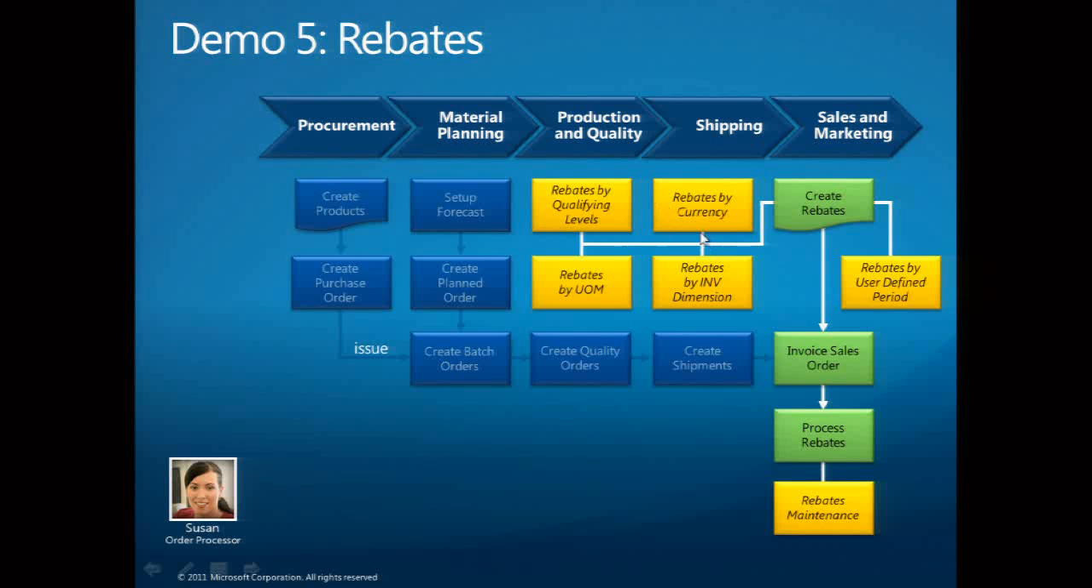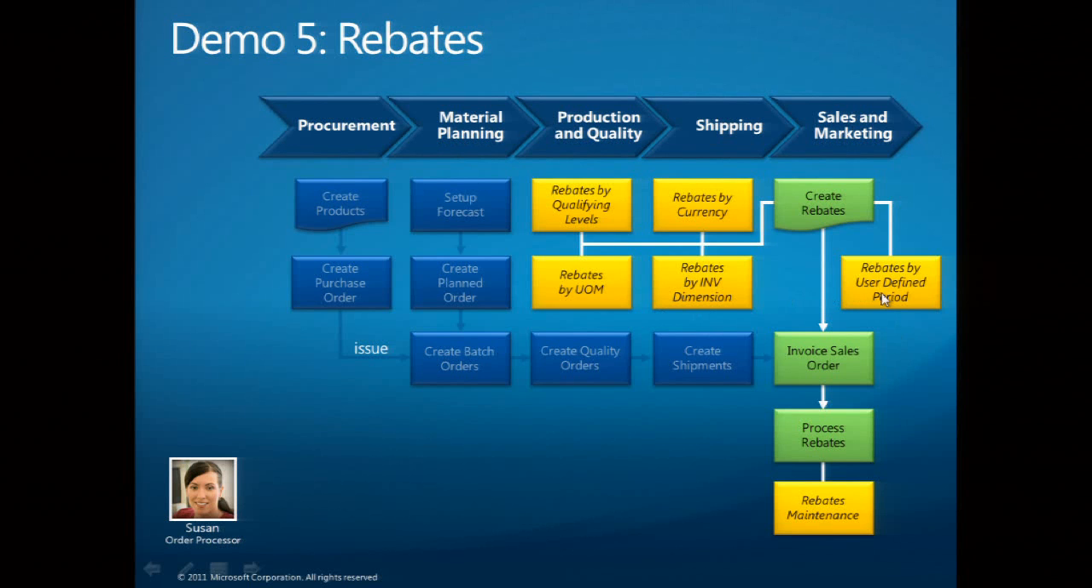I'll show you that. And then rebates by currency. It was not possible in the previous versions to set up rebates based on different currencies. You can do that now. And also the same thing for different units of measure. It was a fixed unit of measure for rebates, but now you can change it, and you can also choose whether you want the rebates on the secondary unit of measure or primary. And then you can set up rebates by inventory dimensions.